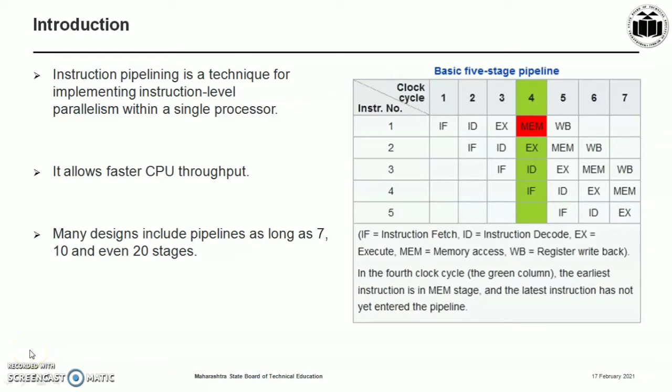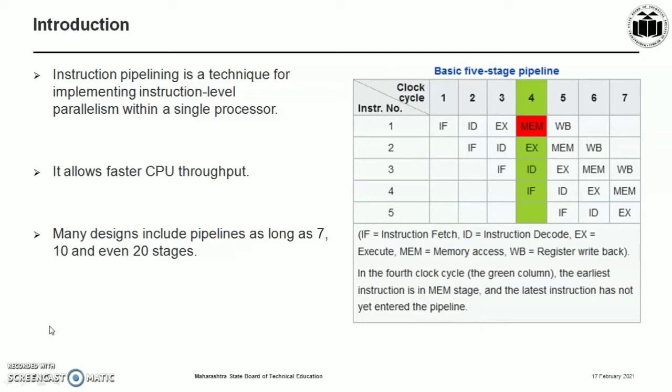Instruction pipelining is a technique for implementing instruction level parallelism within a single processor. Pipelining attempts to keep every part of the processor busy with some instruction by dividing incoming instructions into a series of sequential steps performed by different processor units, with different parts of instructions processed in parallel. It allows faster CPU throughput. Many designs include pipelines as long as 7, 10 and even 20 stages.